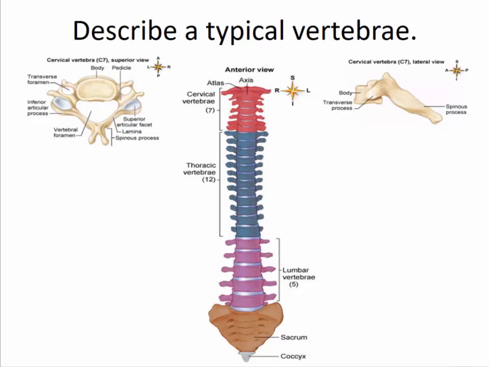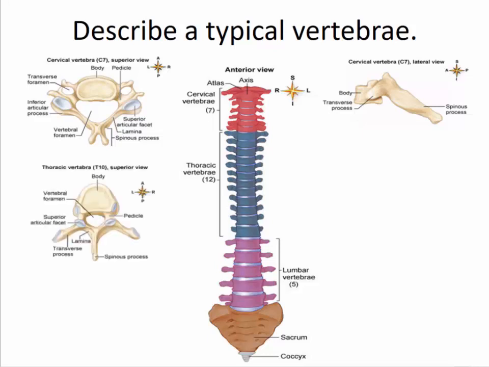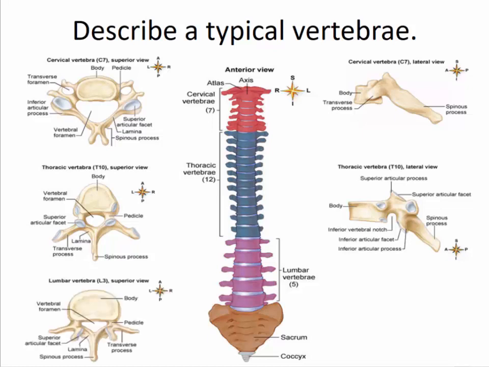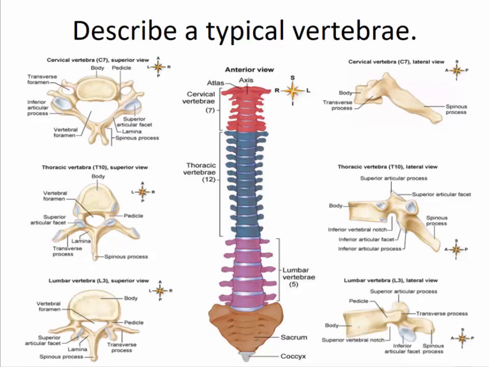If we were to then go down and look at thoracic vertebrae, here is the superior view and then the lateral view of the 10th vertebra within the thoracic vertebrae. And then look at the lumbar vertebrae. This is the 3rd vertebra, the superior view on the left and the lateral view on the right.